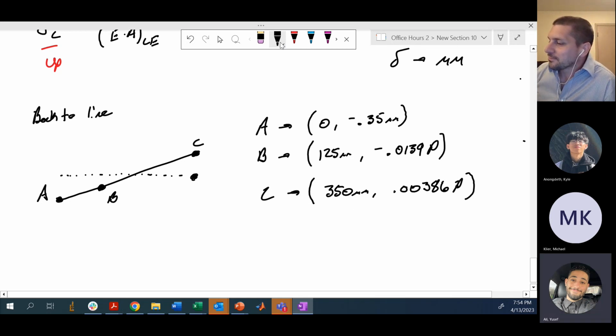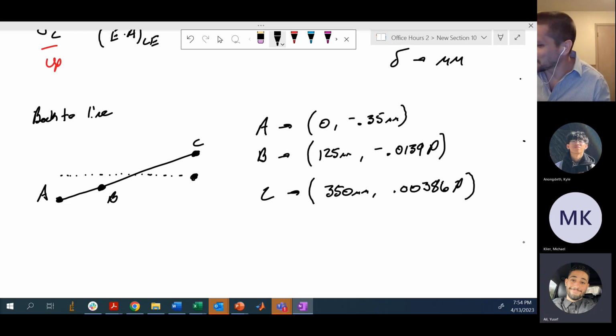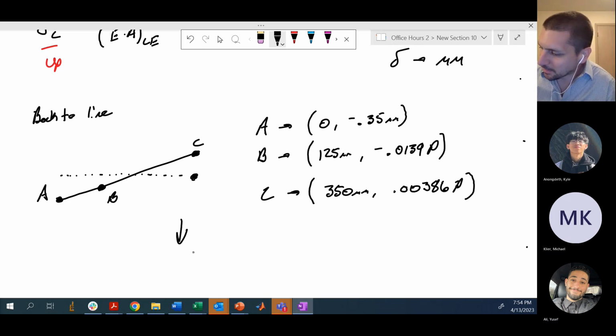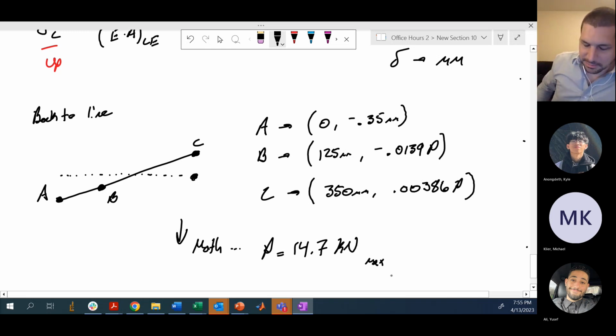Let me run it one more time. Yeah, you have to check it on your own time. If you want to come by in the morning, I can take a look. Sounds good. So there's a bit of math here, but you can get to an answer that the load needs to be 14.7 kilonewtons. That's your max value to get to that displacement of 0.35 millimeters at A.